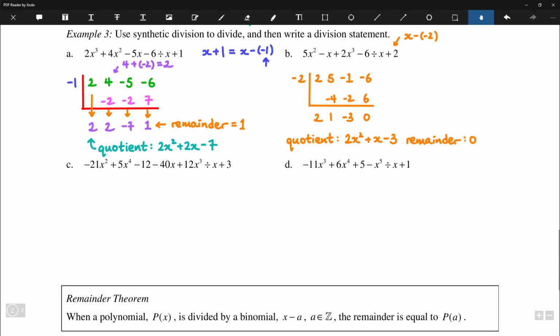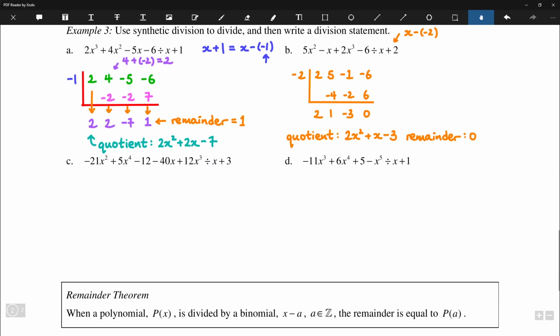Now, what if the polynomial in question is not cubic? What if it's quartic or even quintic? So in examples C and D, we'll examine those. Turns out it's basically the same.